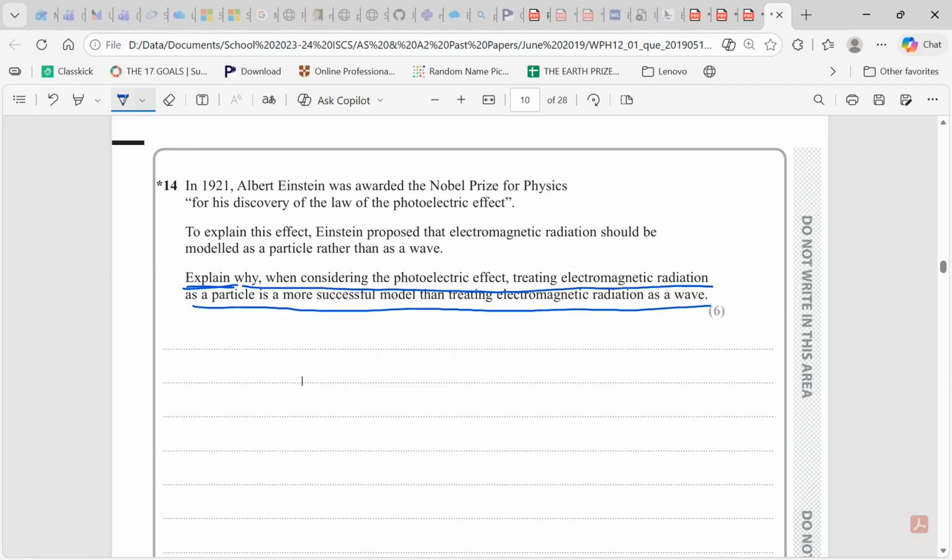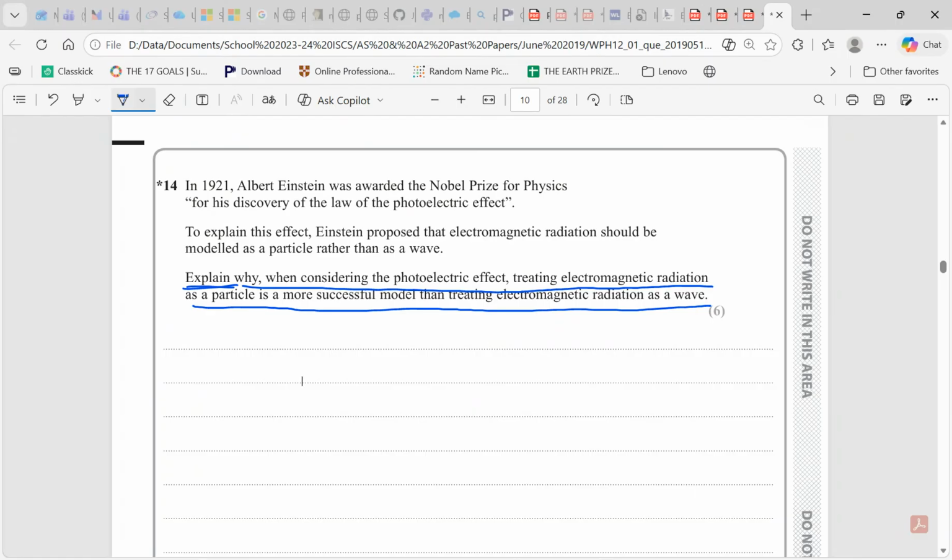The kinetic energy of the electrons was a function only of the frequency of the radiation. Can this be explained using the particle model? According to the particle model, the energy of a photon is equal to hf, E equals hf, which means the energy of a photon is only dependent upon its frequency and not intensity.